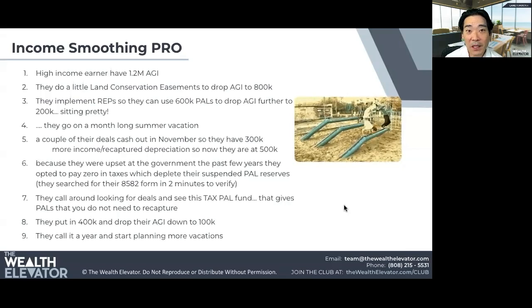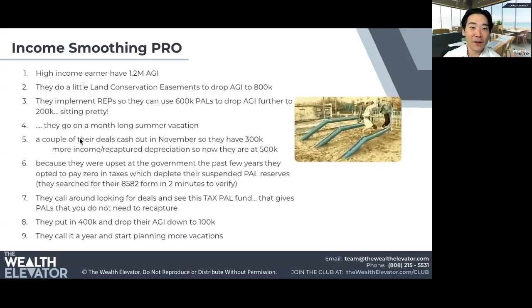And then they also are implementing real estate professional status, and they can use $600,000 of PALs that they've gotten from previous years that are banked up in their 8582 form and drop their AGI further to about $200,000. Again, what they're trying to do is modulate their AGI to around that under $400,000 range. Maybe even under. A lot of people will focus on being a little bit more aggressive, getting it to the $200,000 range. That's why I mention it here in this fun story.